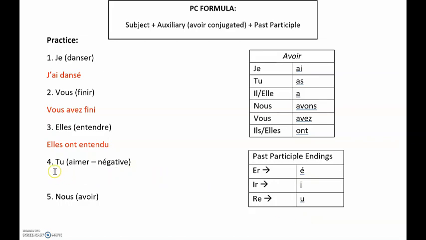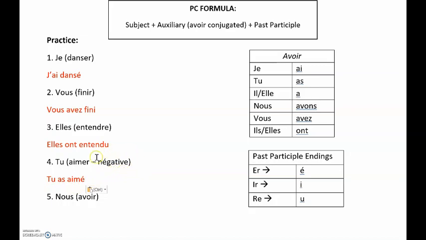Question 4, we've got tu and aimer, but I want to put it in the negative this time, okay? So we're getting a little bit more complex now. Same thing as before, I'm just going to rewrite out my subject, tu. Now the next bit here, I need my auxiliary. So how do I conjugate tu and avoir together? That becomes a. And then the last bit here, my past participle is aimer. That's just a regular ER verb. So it's going to become aimé. Okay, tu as aimé means you liked.